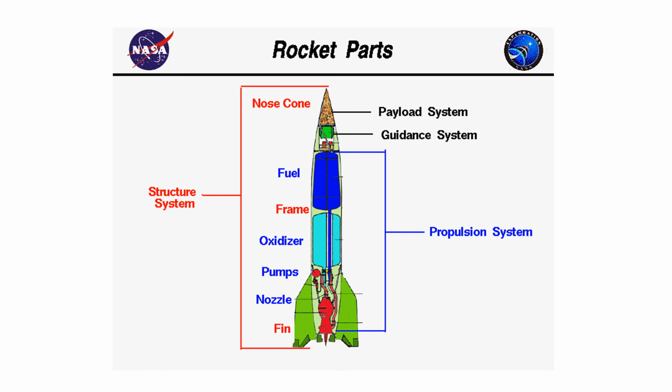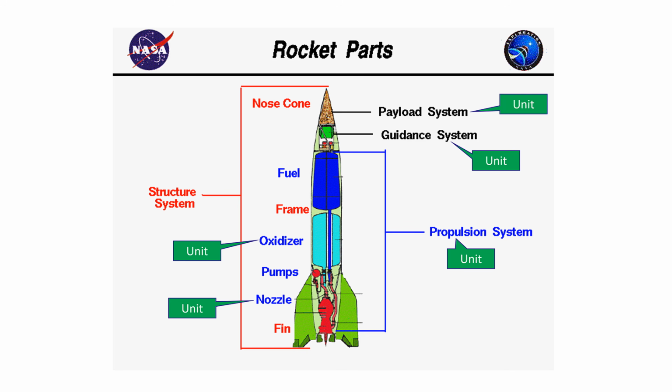Without getting too technical about rockets, because I'm definitely not an expert in the area, I just wanted to show here a simplified diagram of the parts of a rocket that I got from the NASA website. All of the different components and systems, like the payload system or the oxidizer, are also individual units of this entire vehicle that all need to operate properly before the rocket can lift off from Earth.